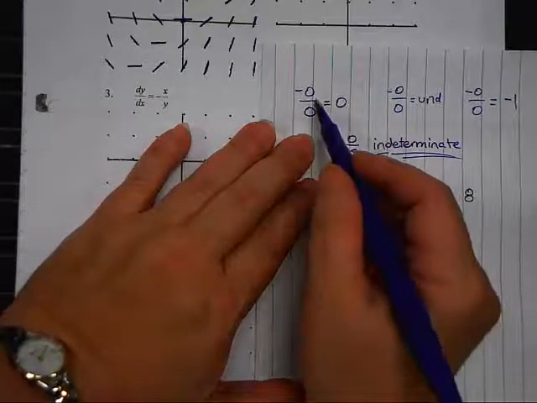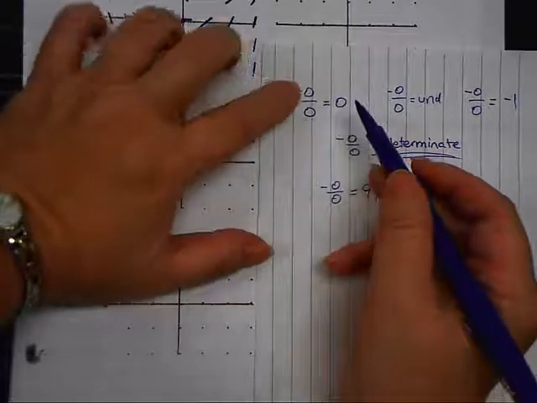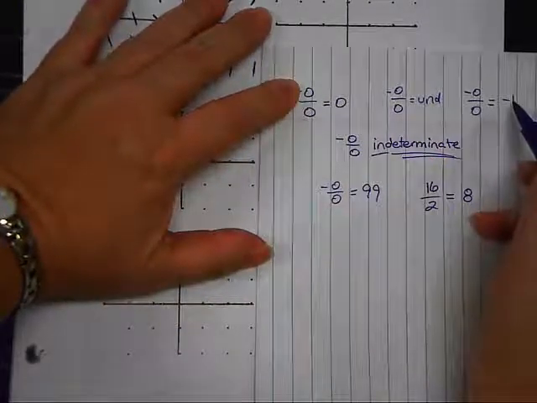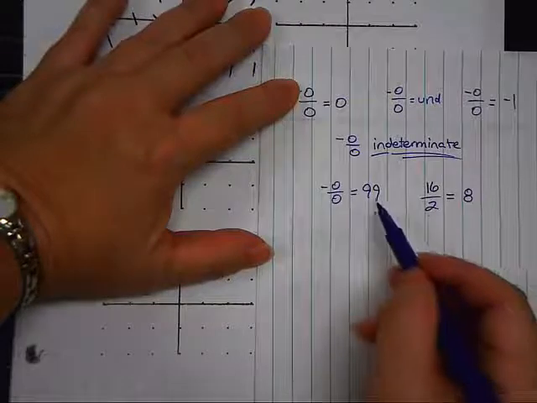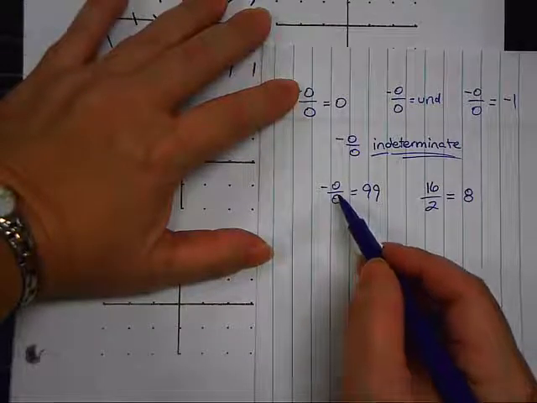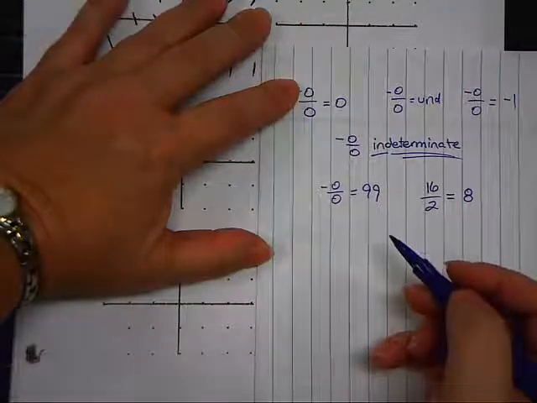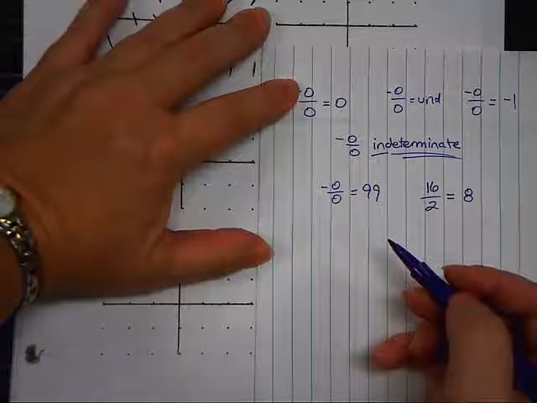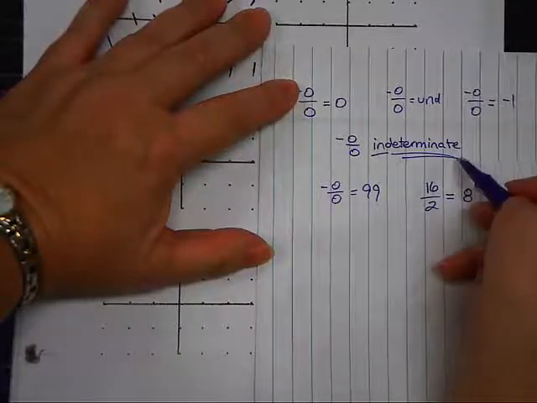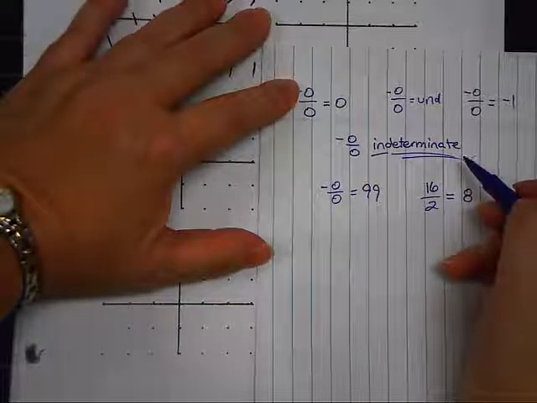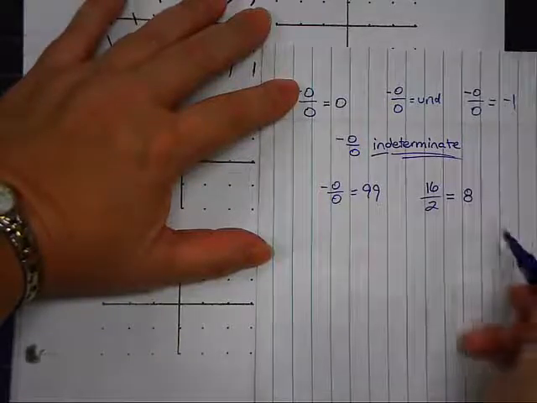Look up here. Does 0 times 0 equal 0? Yes. Forget the negative. Does negative 1 times 0 equal 0? Yes. Does 99 times 0 equal 0? Yes. Does anything times 0 equal 0? Yes. That's why it's indeterminate. You don't know what it is. It could be anything.